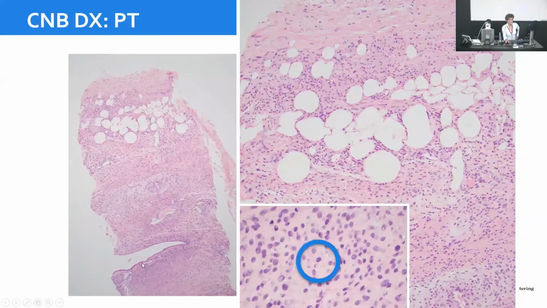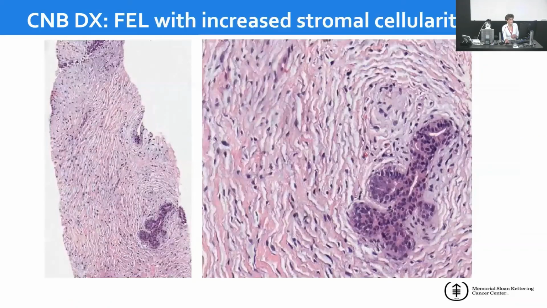And here is a core needle biopsy that is quite diagnostic of phyllodes tumor. There is a nice cleft, increased stromal cellularity, peripheral infiltration in between benign adipocytes, and mitotic activity. We diagnosed this as at least borderline on the core. The excision had a malignant phyllodes.